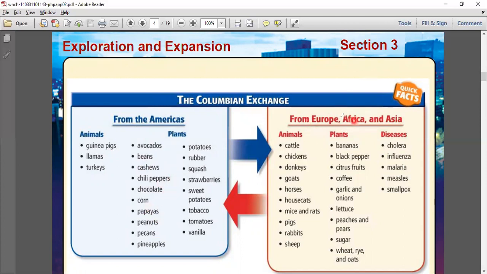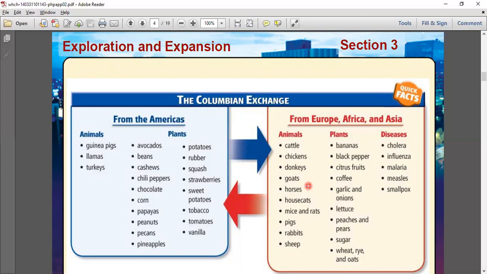The Americas received things from Europe, but not only from Europe; also from Africa and Asia. We had animals like cattle, chickens, donkeys, goats, horses, house cats, pigs, rabbits, sheep, and so on. For plants, the Europeans introduced to the Americas bananas, black pepper, garlic, onions, lettuce, and other things. But it wasn't only from Europe, also from Africa and Asia.